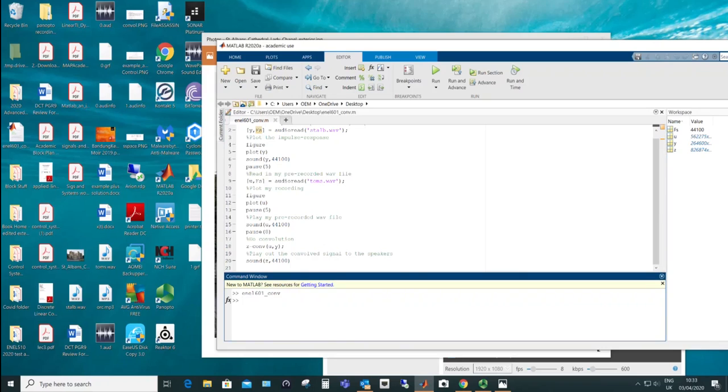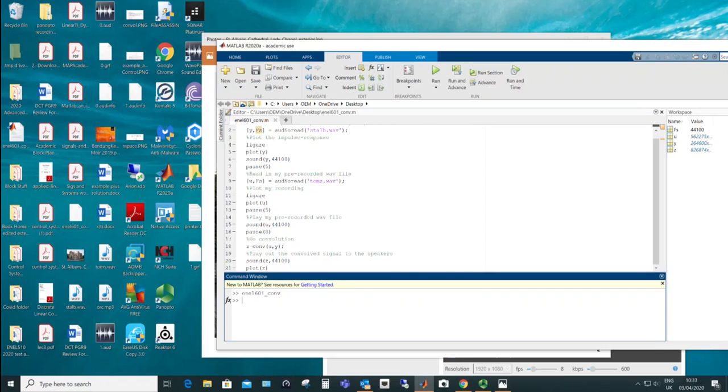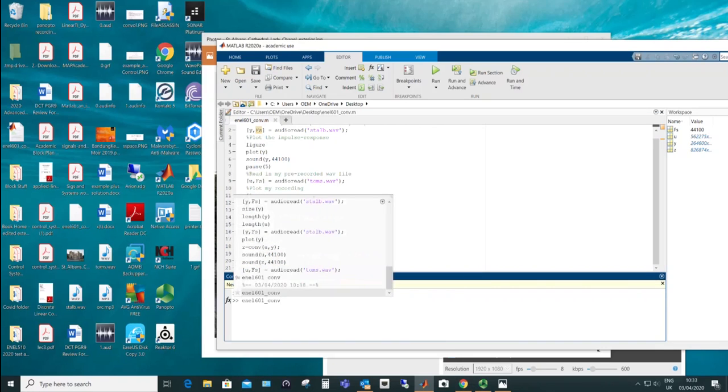And I could plot it as well, actually. I might do that. I haven't done that. Let's do plot Z. That would be interesting to see. Right, so I'll run this thing and do a commentary as we're going.